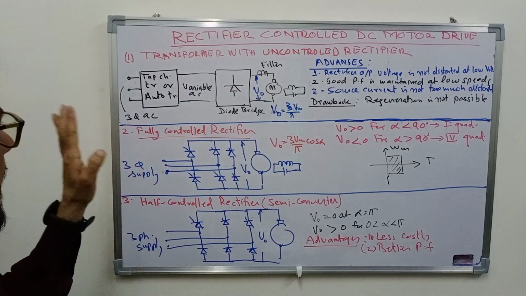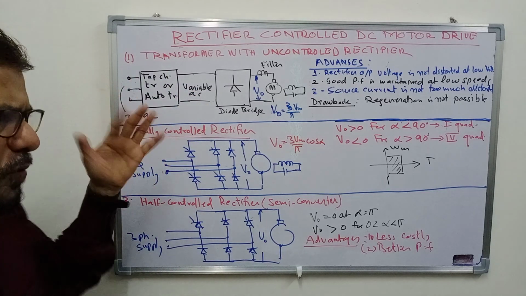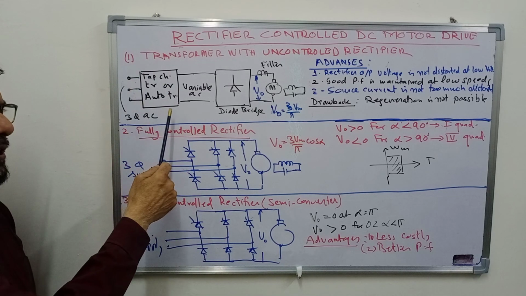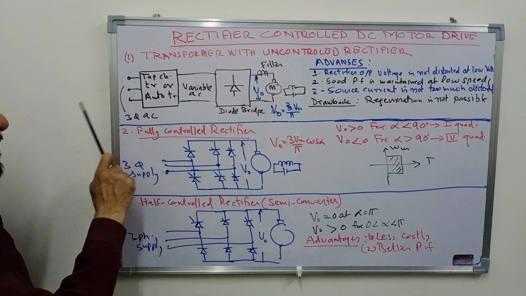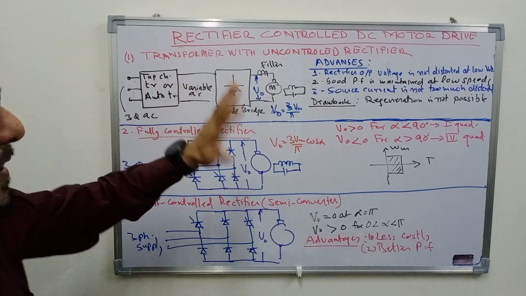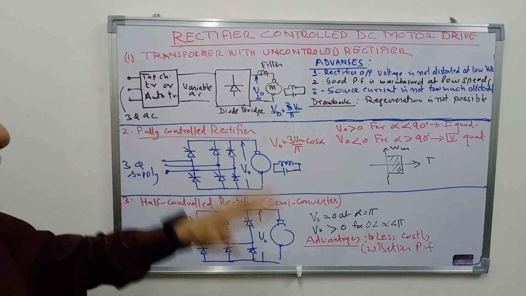Now it has certain advantages. For low power applications, you can have a single phase auto transformer here, with a single phase supply. For three phase, it is like this. For larger machines, we have to use a three phase supply.